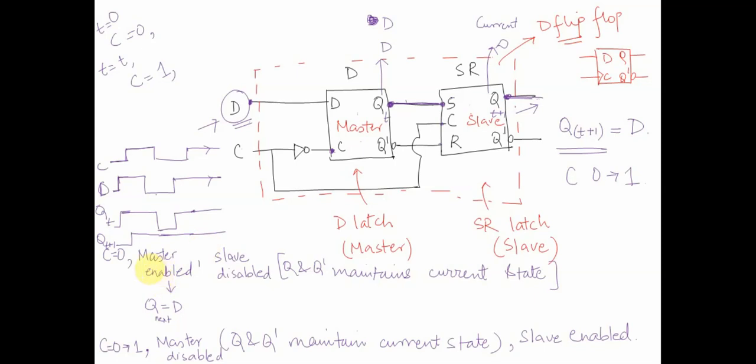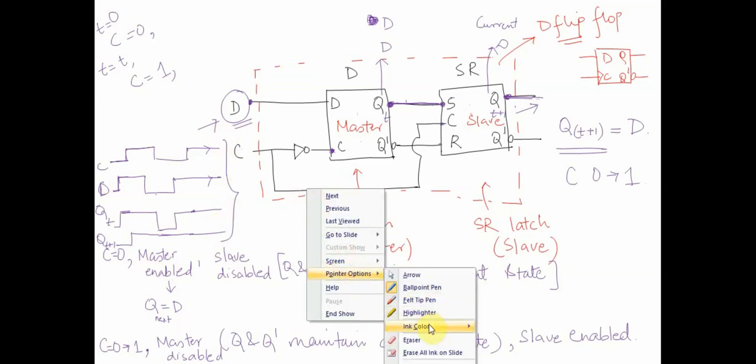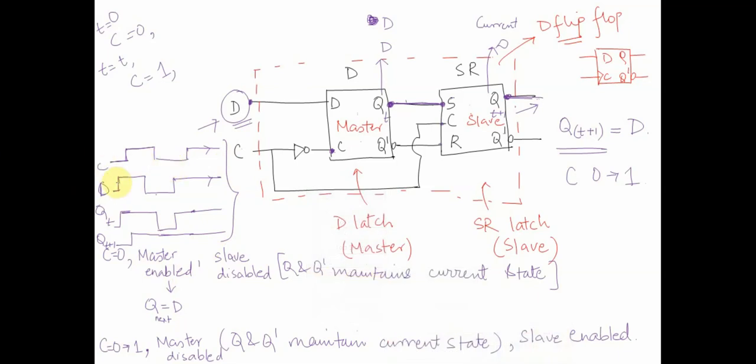So basically, what were we able to do in this particular case? If you see these four waves, whenever C was 0, the first latch was active. Whenever C becomes 1, the second latch became active. And any change in input is not reflected at the output. Qt plus 1 is not equal to this D signal directly.